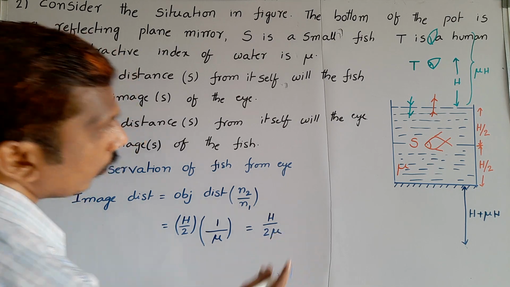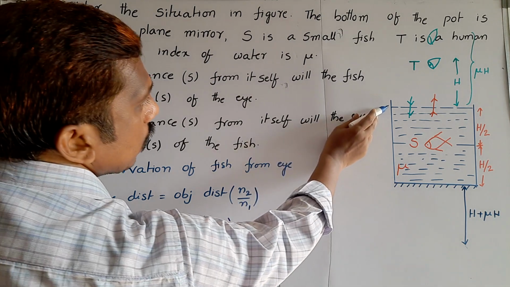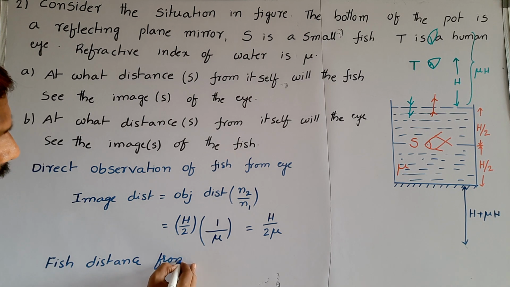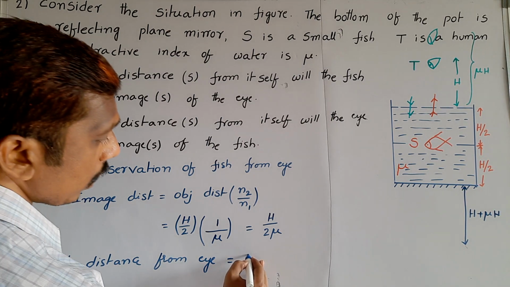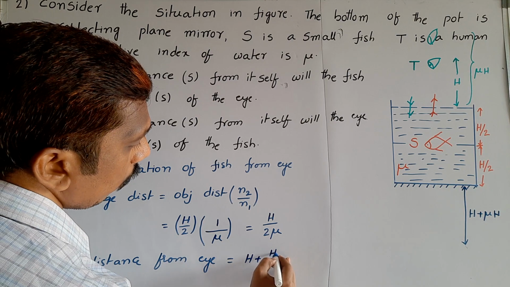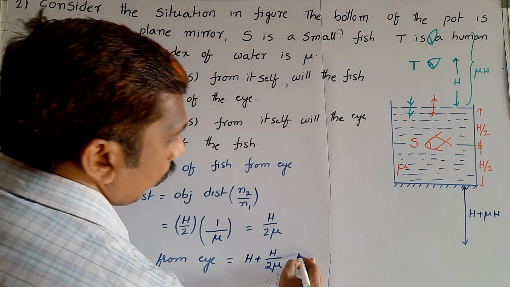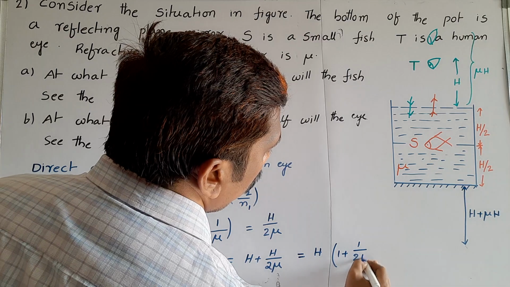This is the fish distance from the surface of the water. But the fish distance from the eye is equal to, the eye is at a height of h meters from the water surface, plus the fish is at a depth of h by 2 mu. From this, if you take h common, then we get h times 1 plus 1 by 2 mu.